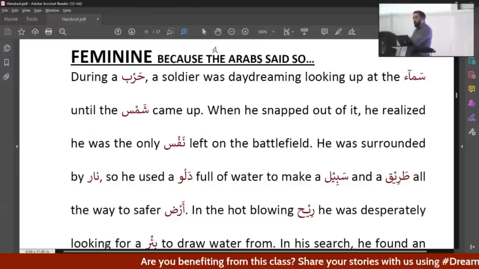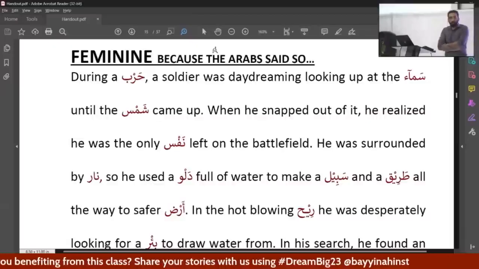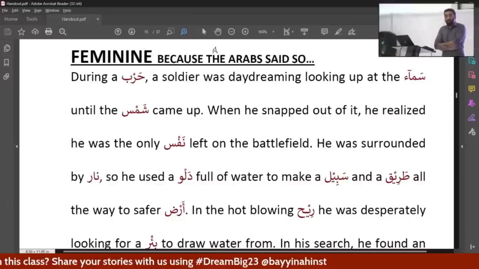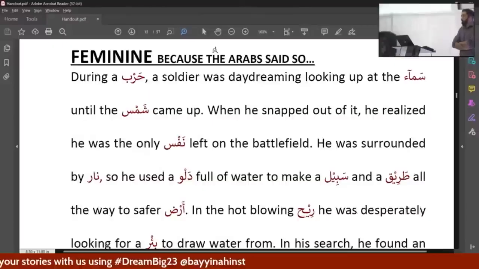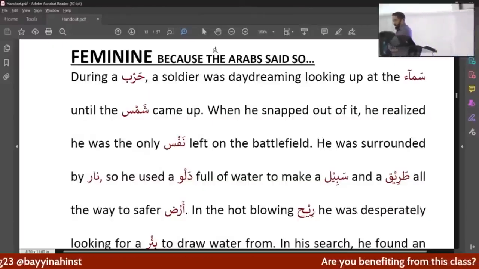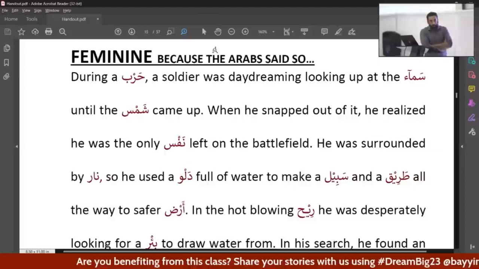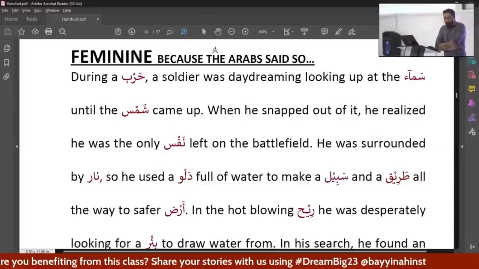A soldier was daydreaming, looking at the sama. I will include that here. Sama is feminine because the Arab said so. The sky is feminine. Until the shams came up. What's the shams? Sun. The sun is feminine. Funny enough, the moon is masculine. Because you get burnt by the sun and you can hang out at night when you're the moon. I don't know. I just made that up.